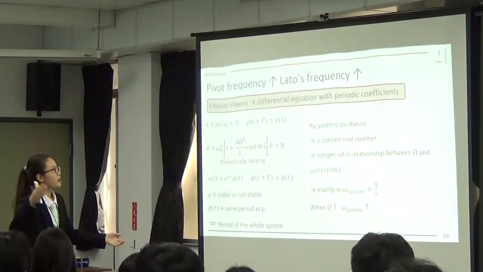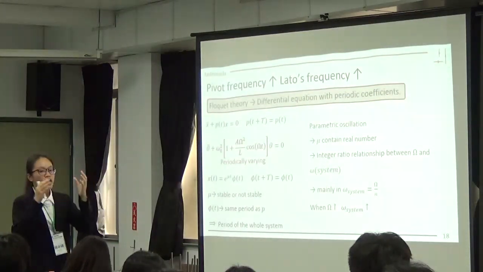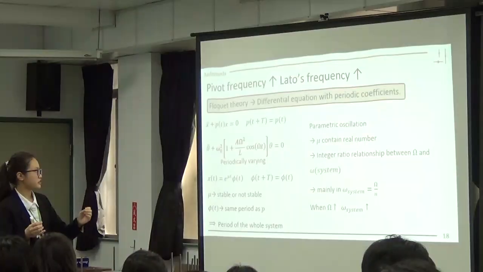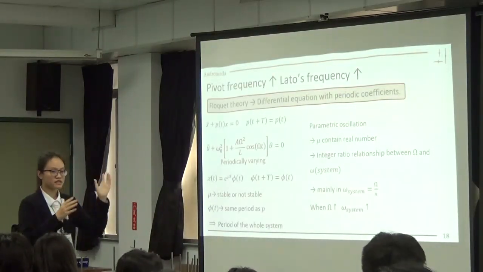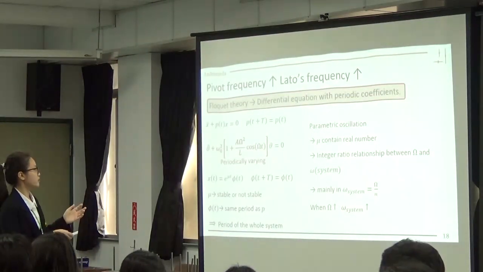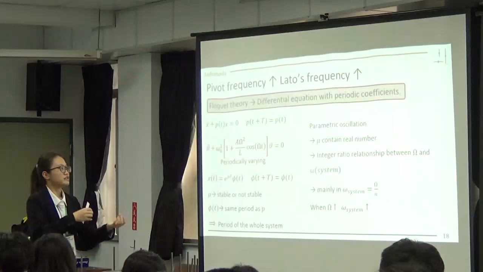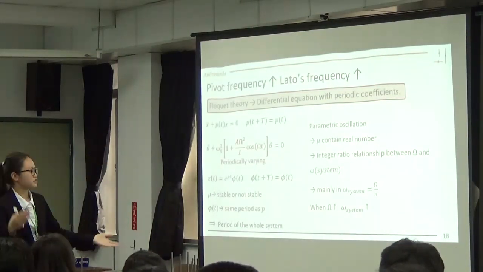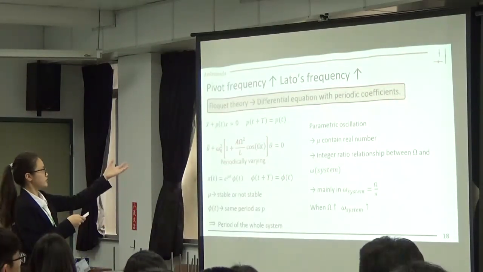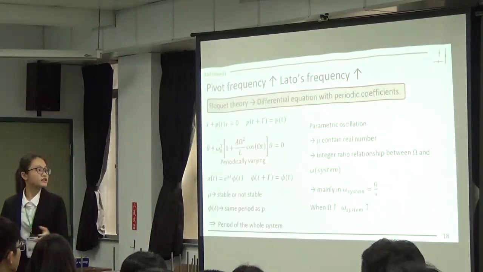And for why the Lato frequency increases when the pivot frequency increases, the reason is that, as I just said, the Lato equation fits parametric oscillation, and this oscillation will also fit Floquet theory. This theory talks about differential equations with periodic coefficients. And the periodic coefficient here is what I just said: the way we arrange our formula, and then we get the formula for parametric oscillation. Because this part will periodically vary, we can know that this will fit Floquet theory. So in Floquet theory, because what we use is parametric oscillation.